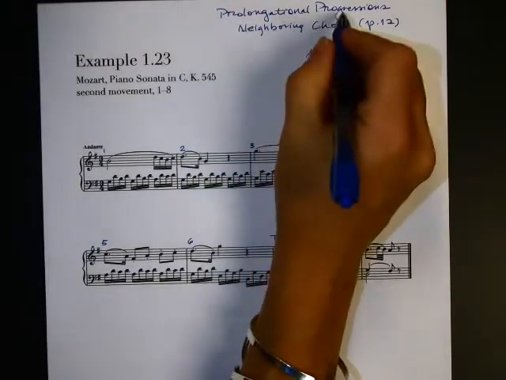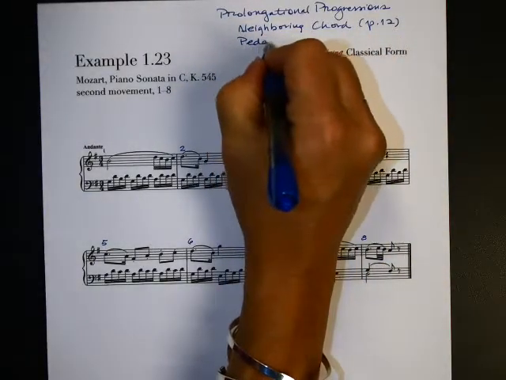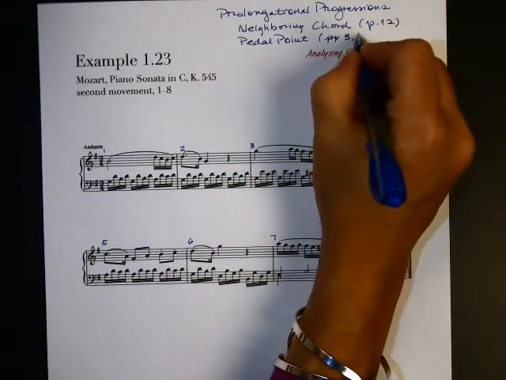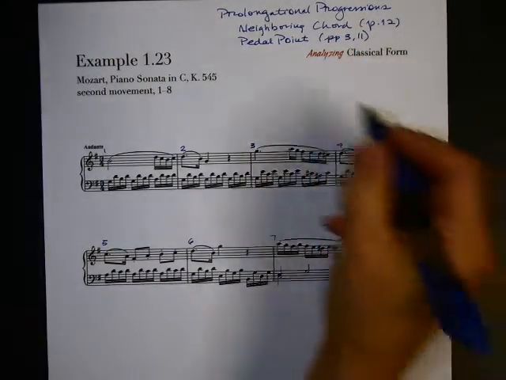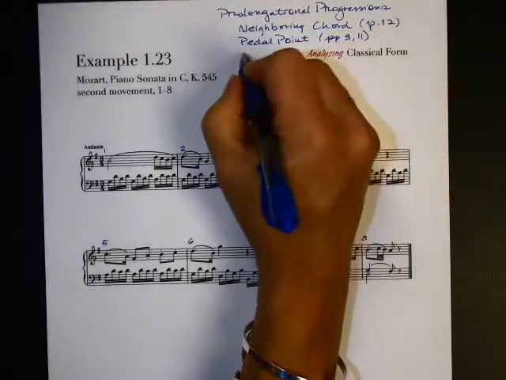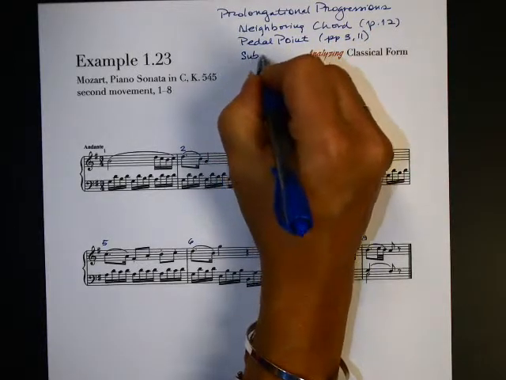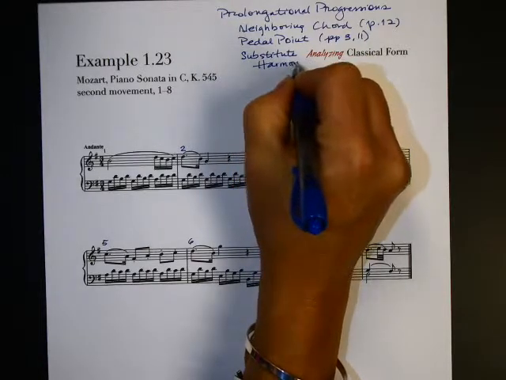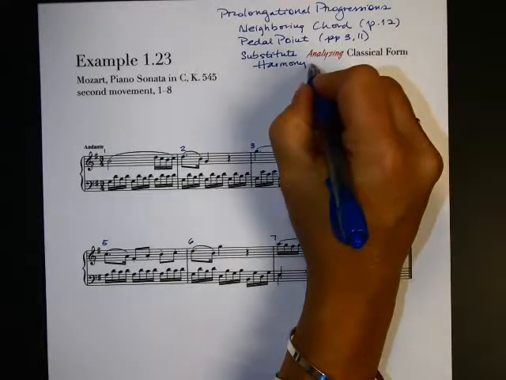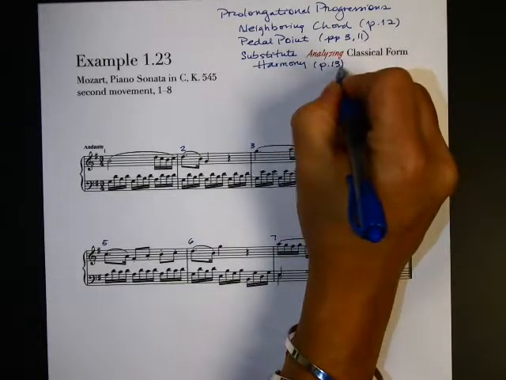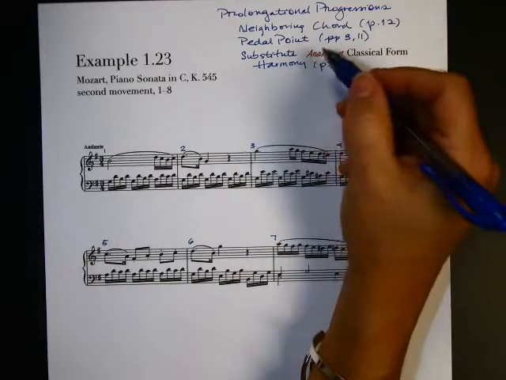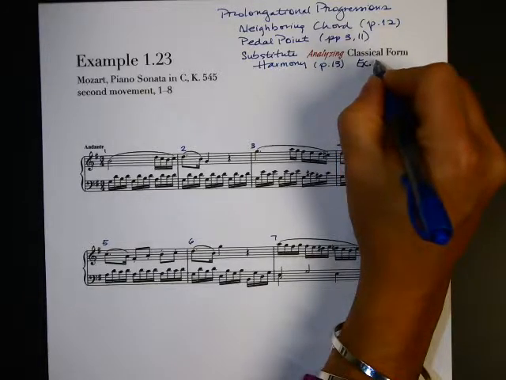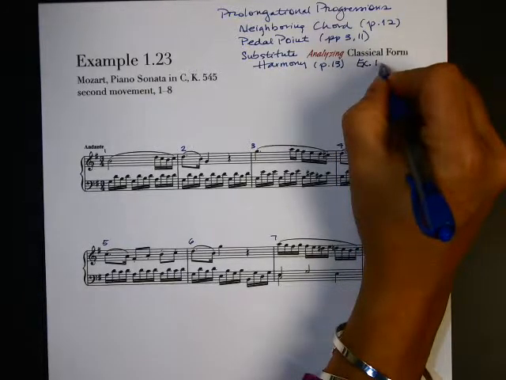Another prolongational progression that we will look at is the pedal point, and that's discussed on both pages 3 and 11 in the text. And the third prolongational progression that we will look at in this excerpt is the substitute harmony, and that is discussed on page 13. And the substitute harmony that we find in this excerpt is specifically the same as the one notated in example 1.10a.